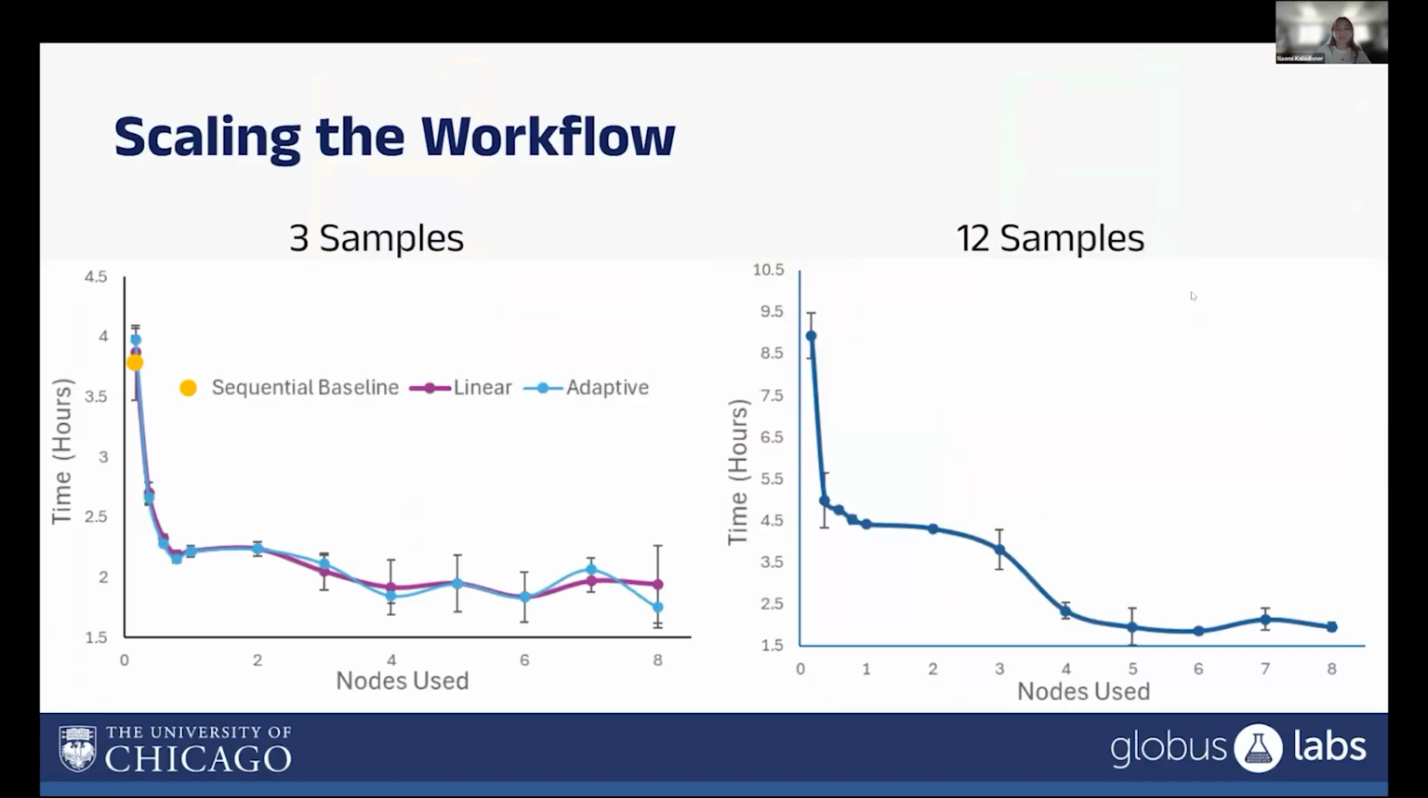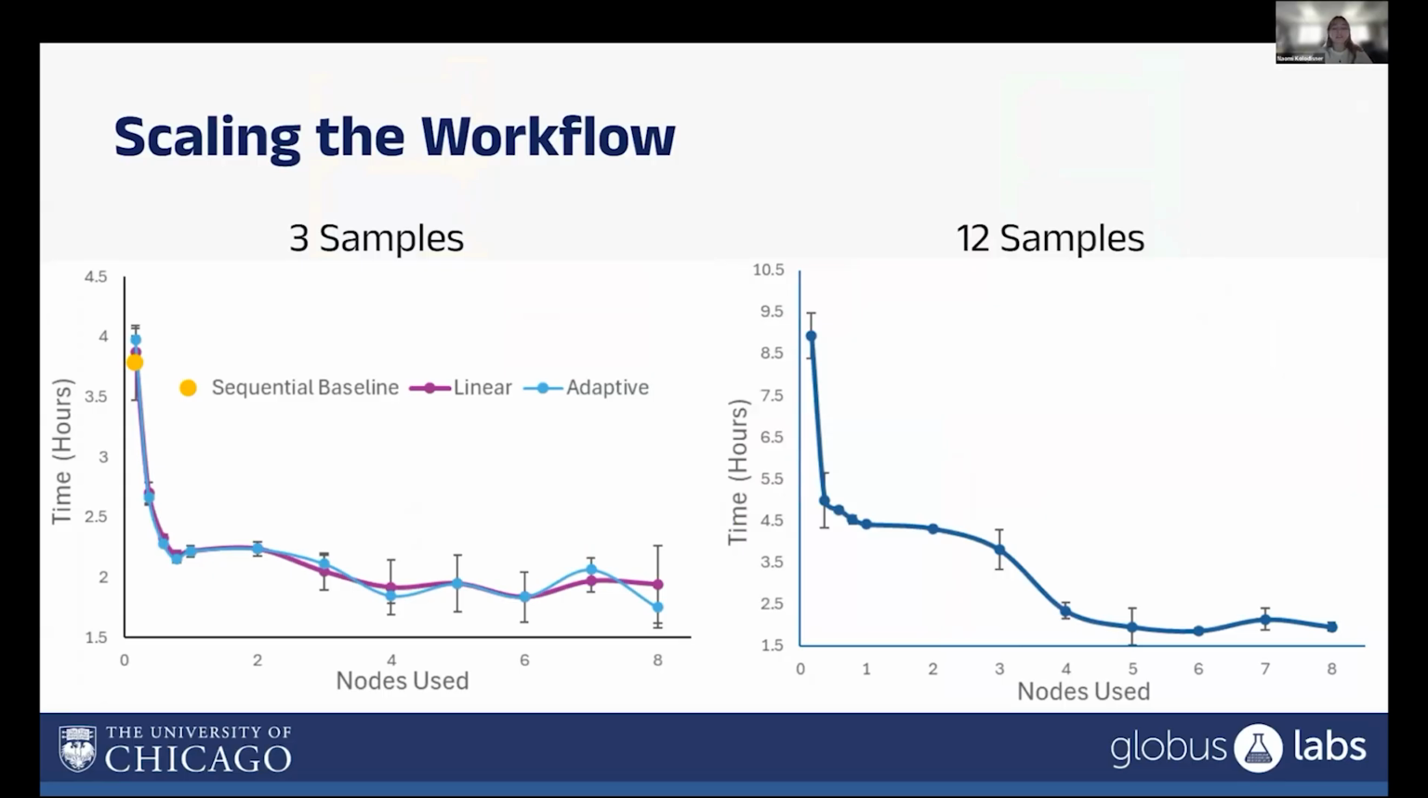And so this is what it looked like when we did some scaling experiments on the workflow after it was ported into Parsl. As you can see here, the original sequential workflow was almost at 4 hours. And after scaling this up, after it had been ported into Parsl, at about 4 nodes for 3 samples, it hits its maximum efficiency at about 2 hours. That's almost a 50% decrease in time needed.